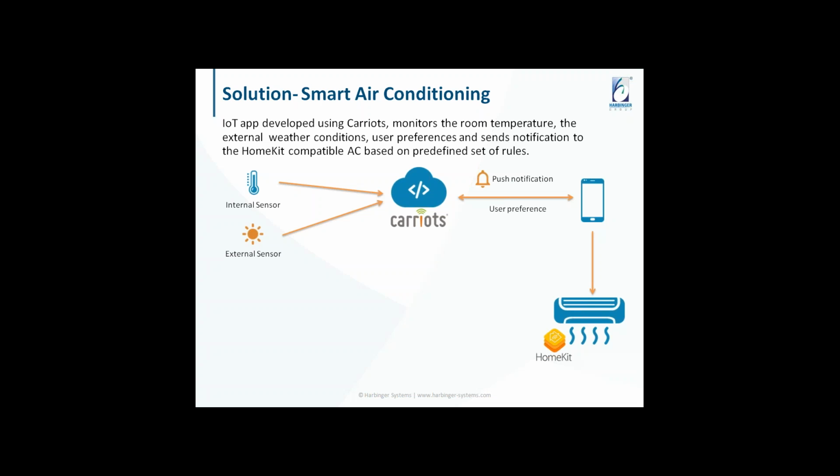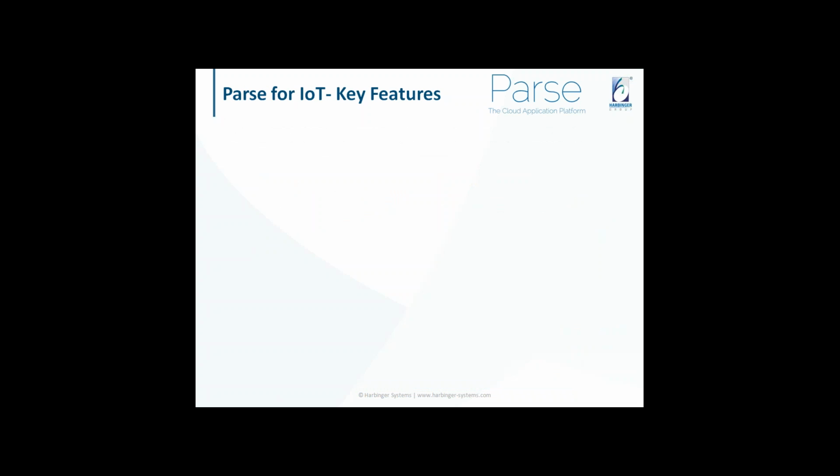Now let's jump into the next category of IoT platform, which is Parse. Of course, I forgot to tell you, some of the features which we use in the Carriot IoT platform were data stream support, listeners, and email notification, and also third-party integration with Apple Cloud Messaging. The second IoT platform is called Parse.